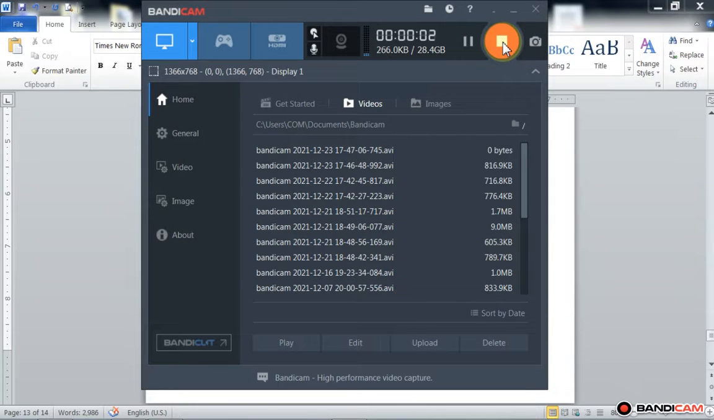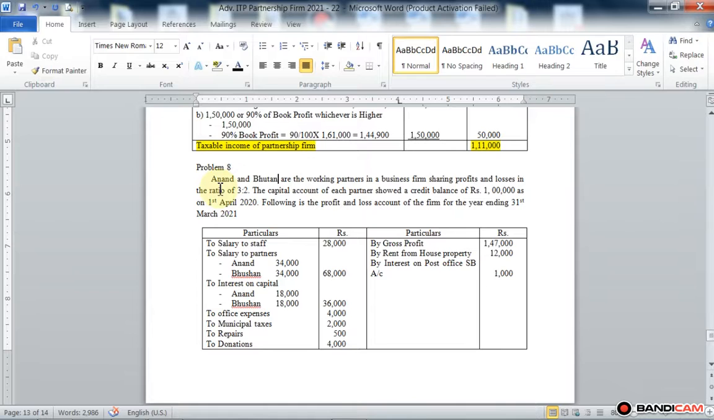Hello students, in our previous lecture we solved illustration number 7 on computation of total taxable income of partnership firm, and we discussed only how to compute the tax liability of partnership firm. We gave a task to all students to compute the tax liability of a partnership firm. In today's lecture we are going to start illustration number 8 on partnership firm.